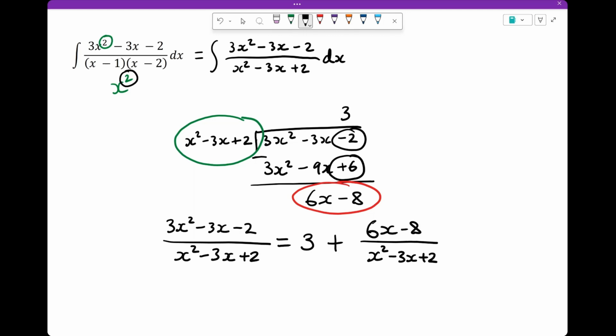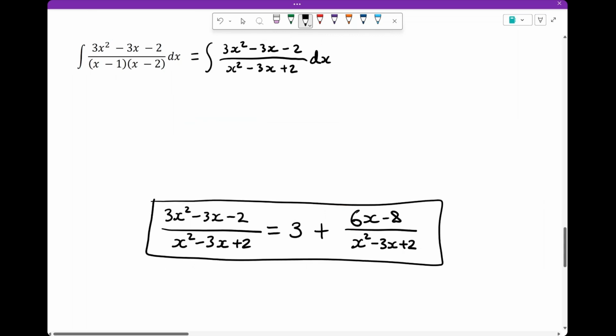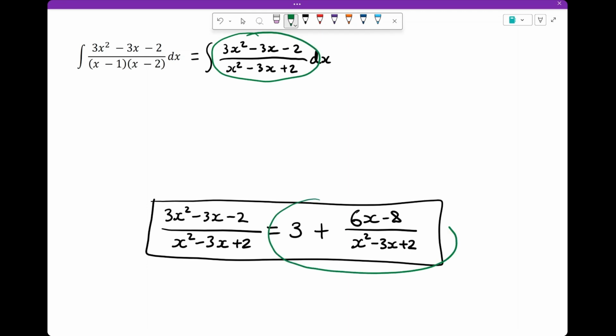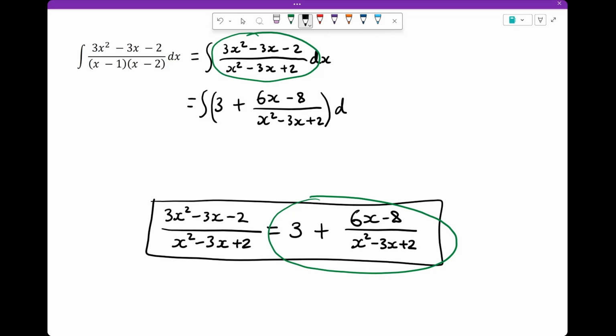So now using what we've got here, we can go back and rewrite my integral. So what I can do is replace my fraction here with its rewritten version using the algebraic division down here. So we would get equals to the integral of 3 plus 6x subtract 8 over x squared take 3x plus 2. We've got multiple terms, so we'll put it in brackets and then write dx.